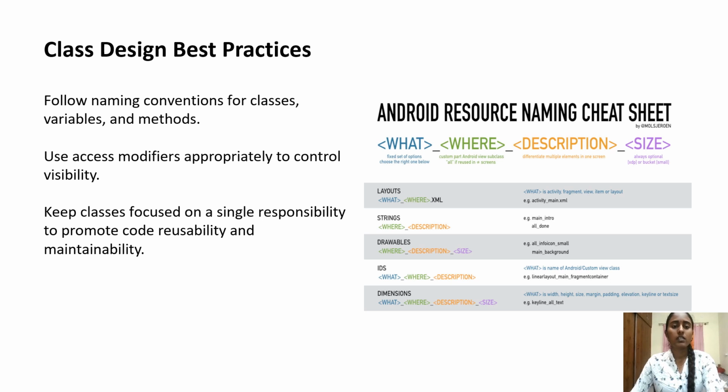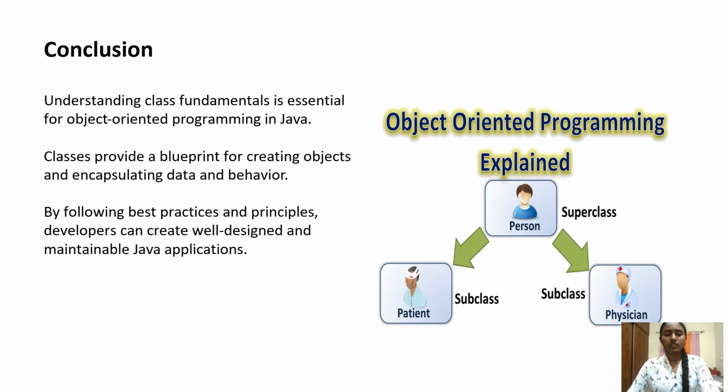Class design best practices. Follow naming conventions for classes, variables, and methods. Use access modifiers appropriately to control visibility. Keep classes focused on a single responsibility to promote code reusability and maintainability.